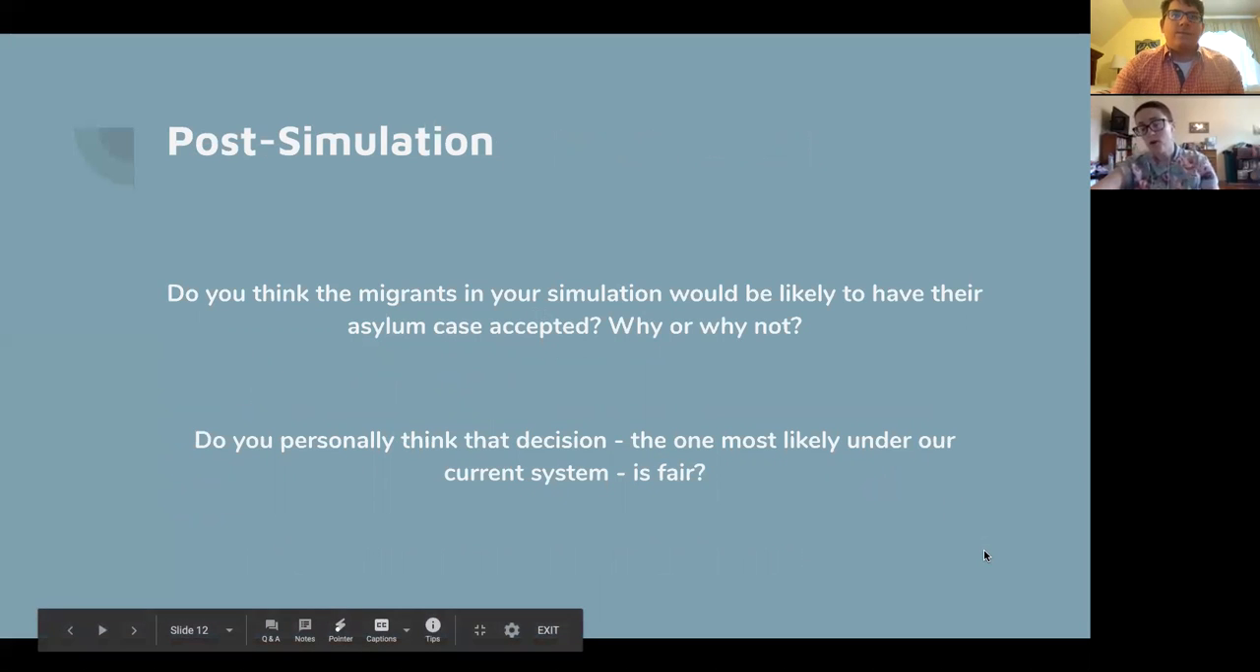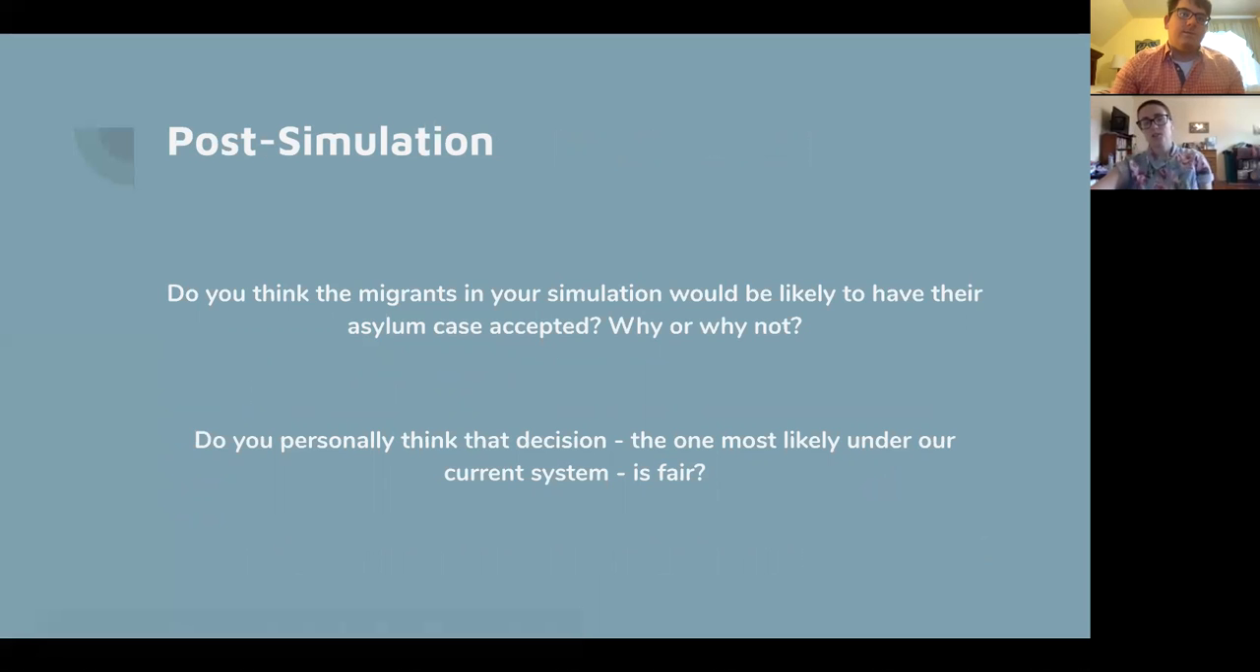Another really important part of using a simulation or role play activity is to debrief afterwards so that students are really conscious of how the material ties back into what they're supposed to be learning. And so we would discuss these questions as a class with whatever time is left.